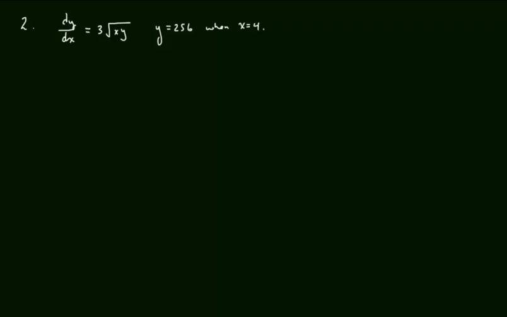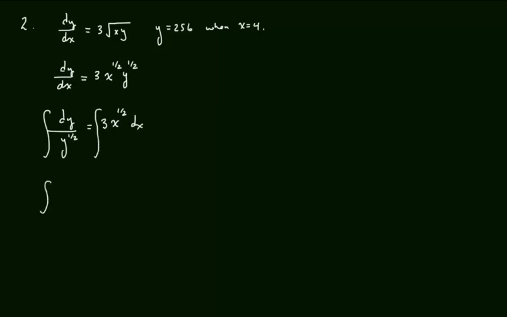Example number 2, I'm going to start by rewriting this in a way that makes separation a little easier. So 3x to the 1/2 times y to the 1/2. Separate the variables. dy over y to the 1/2 equals 3x to the 1/2 dx. I will integrate both sides.